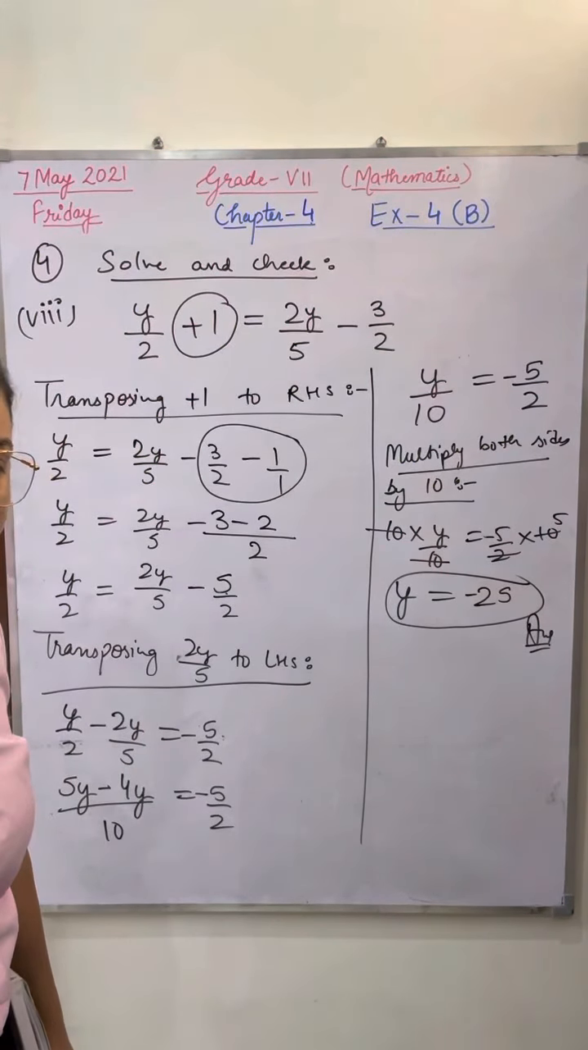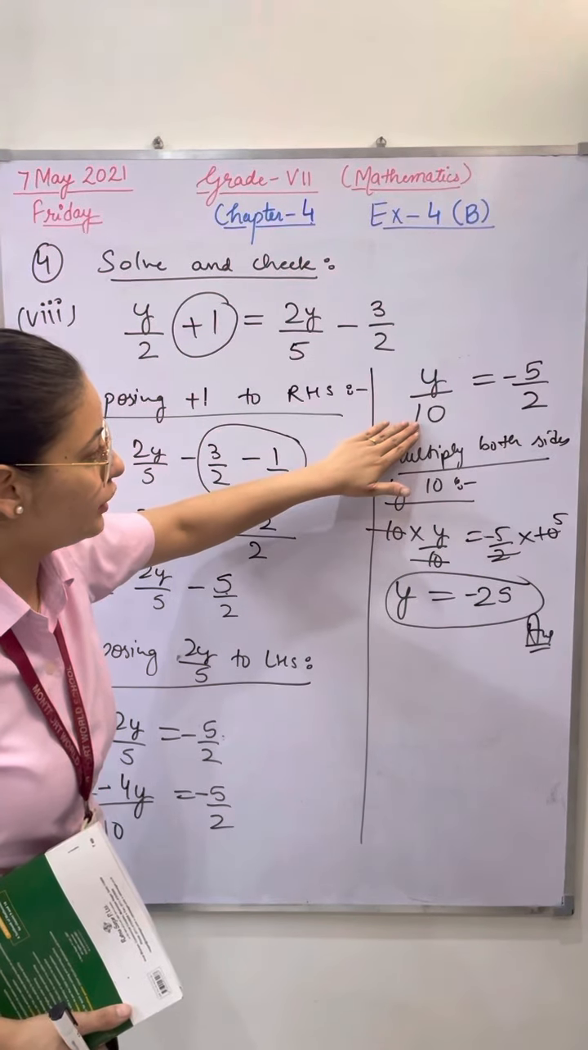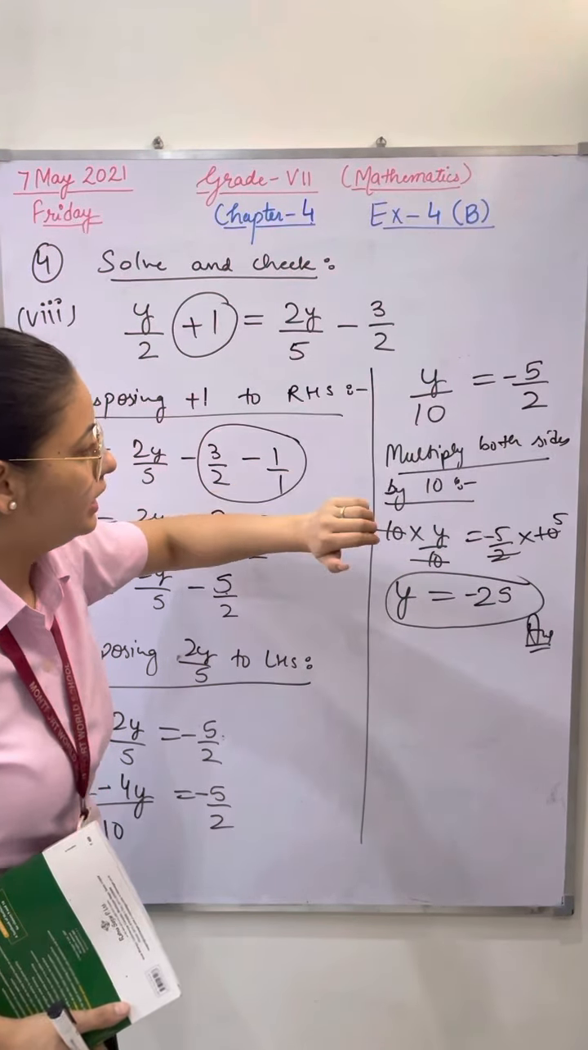You have to apply the transposition method two times because you want to shift. Alia, understand. In this question, you have a constant value here. So you have to shift the constant to the right hand side and the variable to the left hand side. So apply the transposition method two times. One time you shift the constant value, one time you shift the variable value. At the last, you want only y to be left. You want to remove 10. So how can you remove 10? If you multiply both sides by 10.